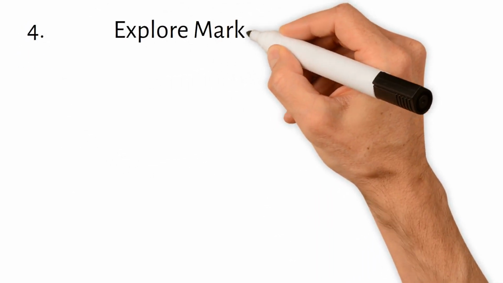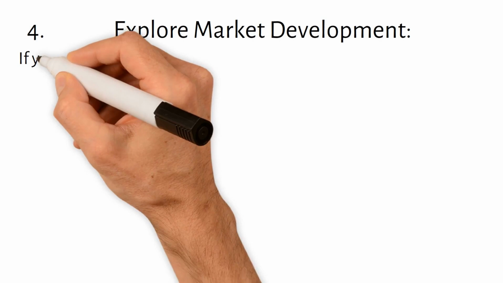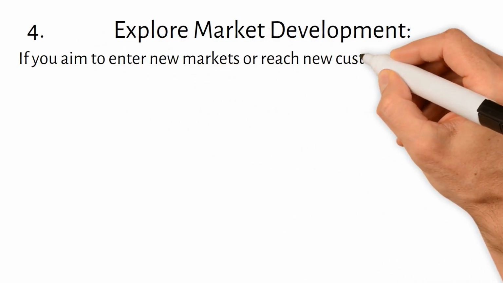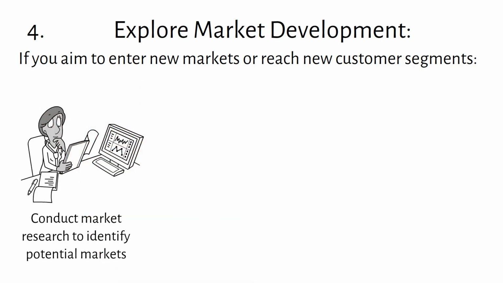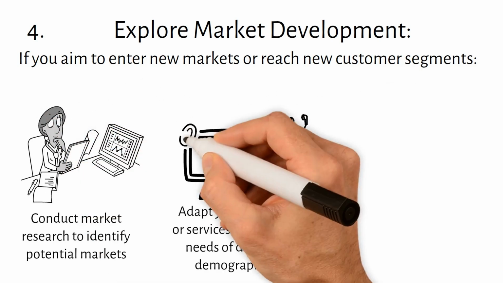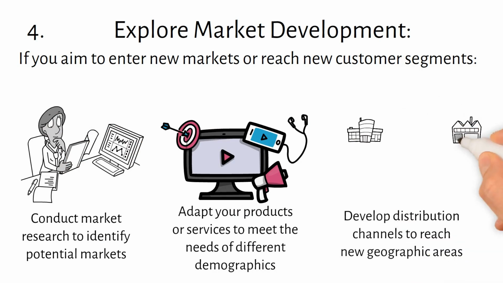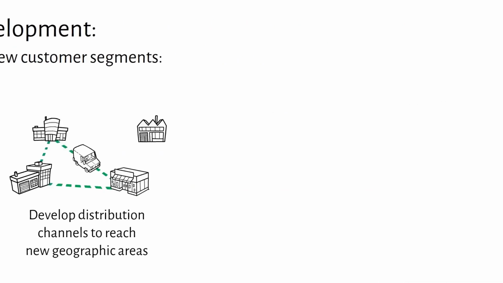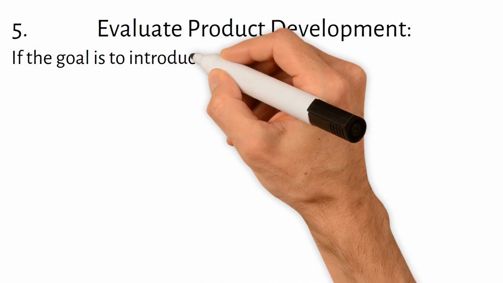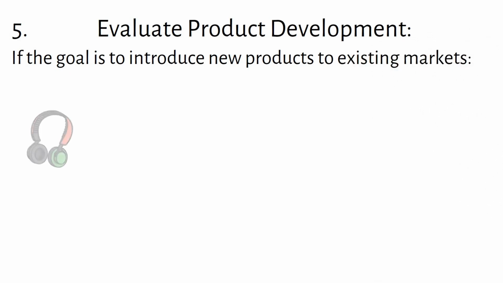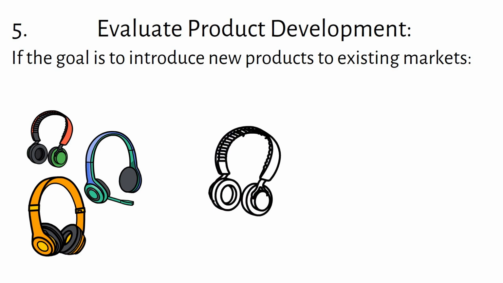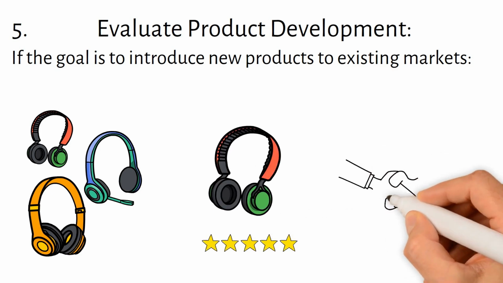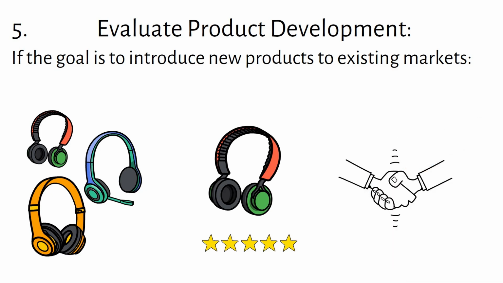4. Explore market development. If you aim to enter new markets or reach new customer segments, conduct market research to identify potential markets. Adapt your products or services to meet the needs of different demographics. Develop distribution channels to reach new geographic areas. 5. Evaluate product development. If the goal is to introduce new products to existing markets, innovate and create new product variations. Enhance existing products based on customer feedback. Consider partnerships or collaborations for product improvements.